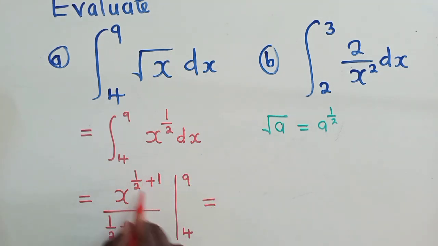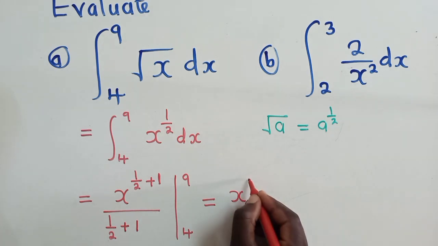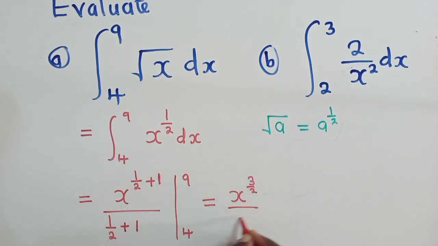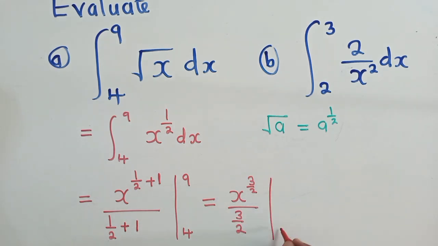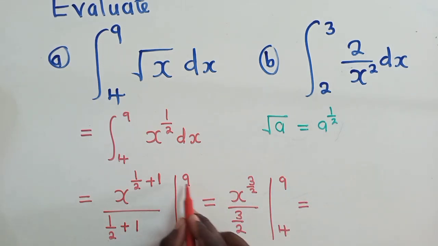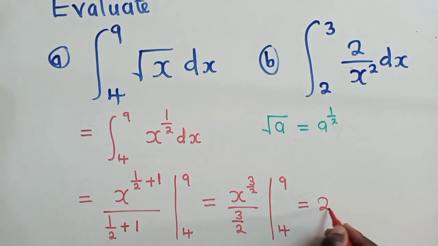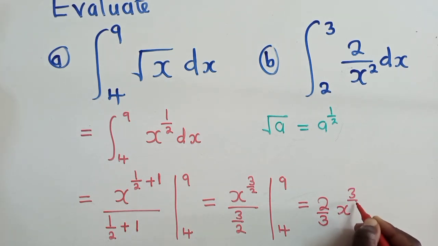So we simplify here, we shall have x power 3 over 2 over 3 over 2. When we add here, we get 3 over 2, and when we add here, we also get the same. Then we say equal to, okay? Actually, before we say equal to, we put back the limits. We must show that we're still dealing with the limits. 4 is right here and 9 here, okay? So all this will be 2 over 3 and x there power 3 over 2.